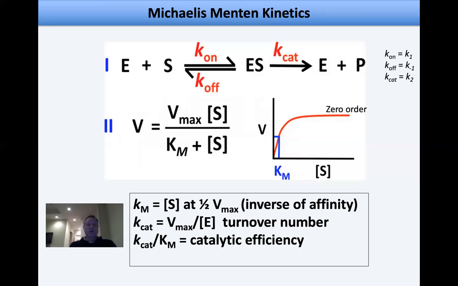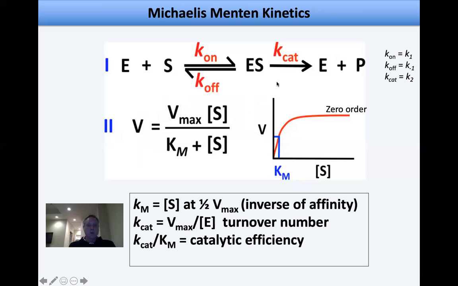There are a couple of things that need to be explained and that you should definitely understand. The first one is the Km, the Michaelis constant. The Km is defined as the concentration of substrate at 1/2 Vmax. But it also represents the inverse of affinity between the substrate and the enzyme. That is, the higher the Km, the lower the affinity between enzyme and substrate, and vice versa.